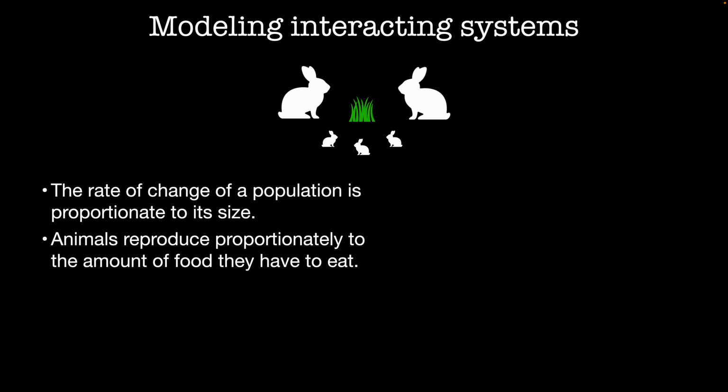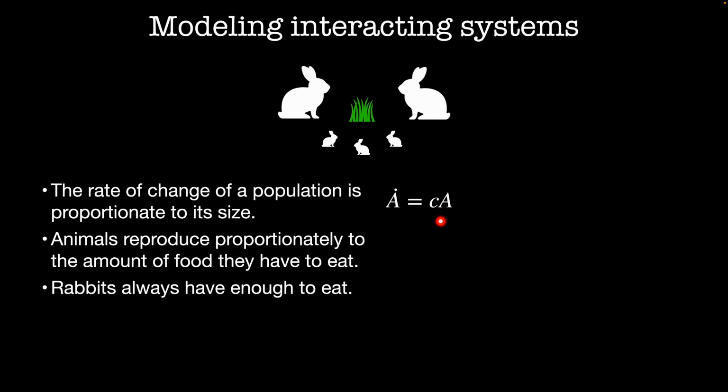So in this mock ecosystem, we assume that rabbits always have enough food to eat. If the population is A, then a differential equation for its growth says that dA/dt is equal to C times A. Thus, this gives us exponential growth for the population of rabbits.